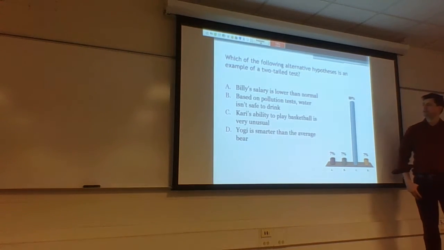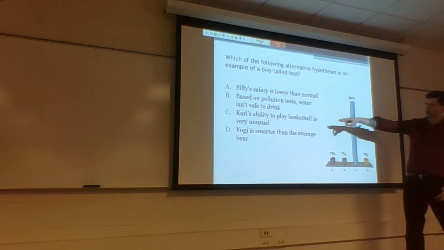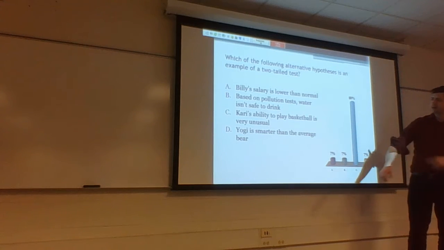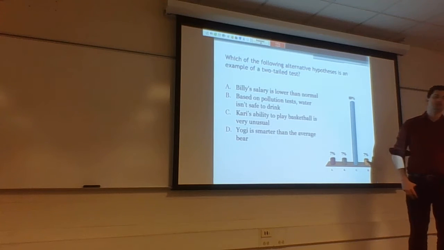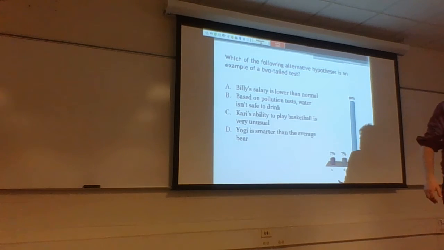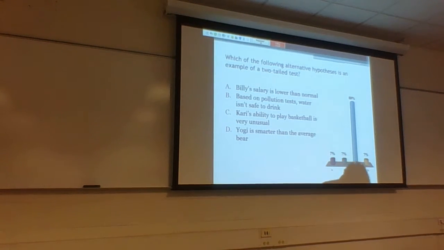Yeah, this is in retrospect pretty easy because they even use the word unusual. But I thought it was funny. Right. Her ability to play basketball is very unusual. Very unusual. But usually that's bad, but this doesn't have to be. Okay. Well, let's do this one then.